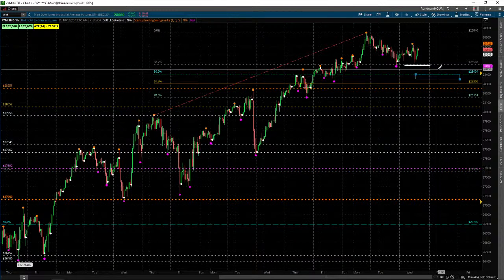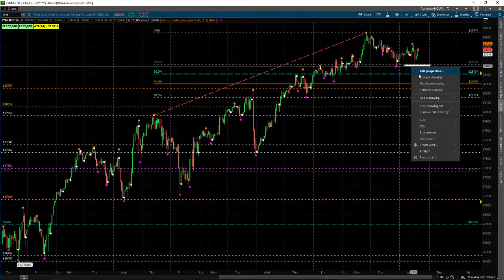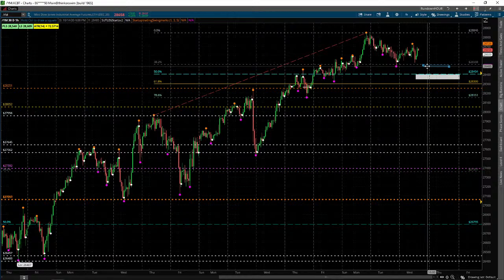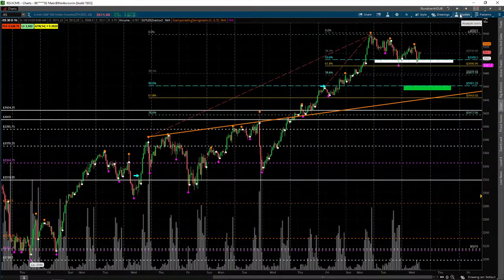The two levels I'm going to pay attention to are the same today as they were yesterday. It's a 28,404 and a 28,508. Those are the only two levels here I'm interested in the Dow. Moving on to the S&P 500.